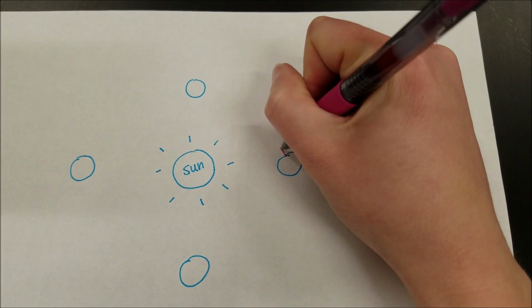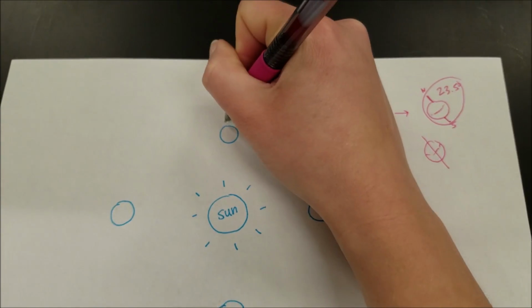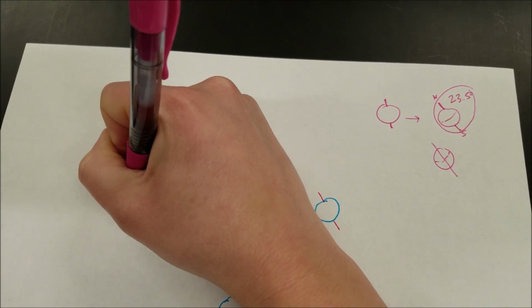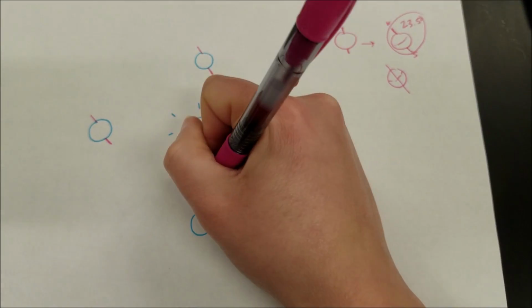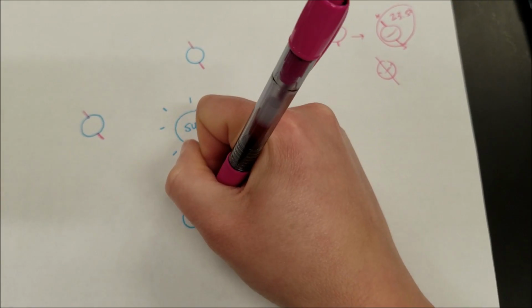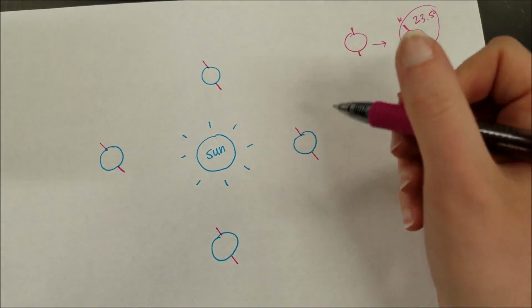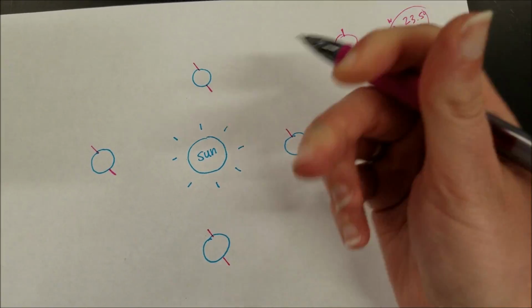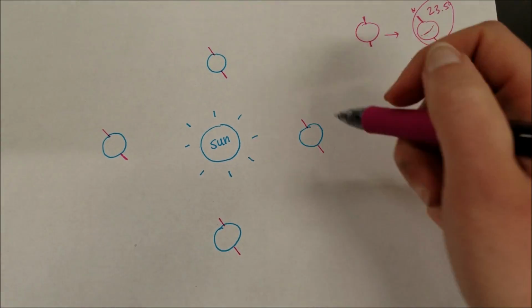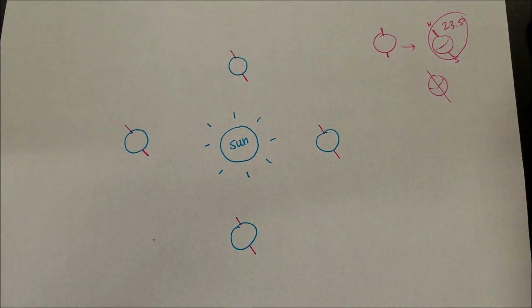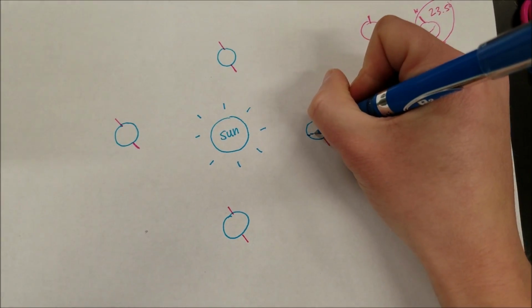You can tilt the axis to the left or to the right in your diagram. Either way is acceptable. Just make sure that all 4 Earths have the axis tilted the same direction in each diagram. So for example, this would be okay. Or if we wanted to, we could have the axis tilted the opposite direction, as long as these are always consistent. After that, we're going to go through and add the equator to each one of these.